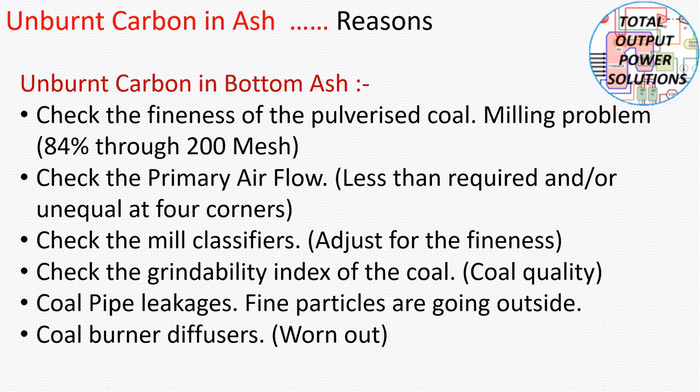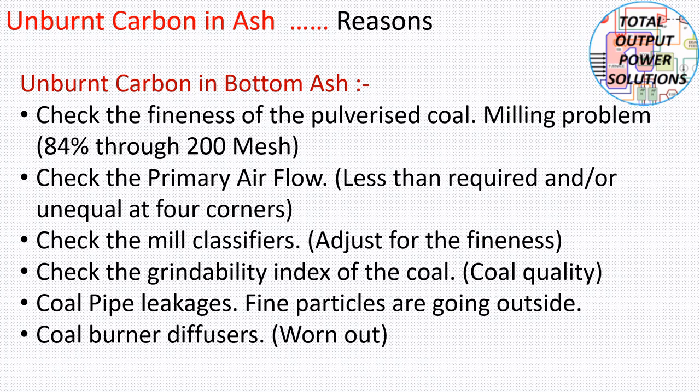Now check the mill classifiers. The mill classifiers may not have been adjusted, so they are not delivering the actual fineness. So you can check the mill classifiers. Then check the grindability index of the coal. Maybe the coal quality is such that it is not being ground to a fine powder, or 84% through 200 mesh, whatever we require. So you can check that grindability index also.